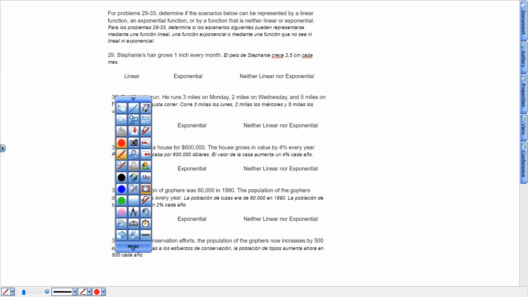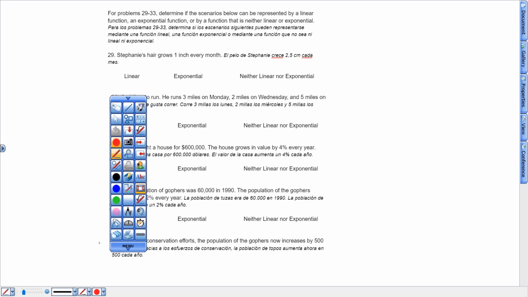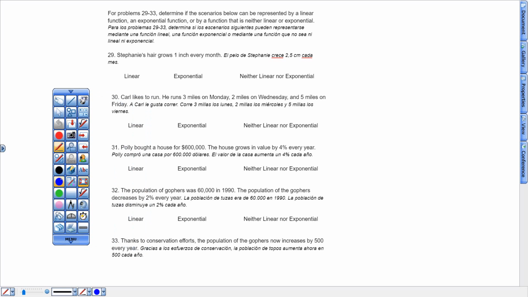All right, moving on. This guy, Stephanie's hair grows 1 inch every month, +1, +1, +1. That makes this linear, straight line. All right, this one, car runs 3 miles on Monday, 2 miles on Wednesday, 5 miles on Friday. These are not going up or down by the same amount. So this would be neither.